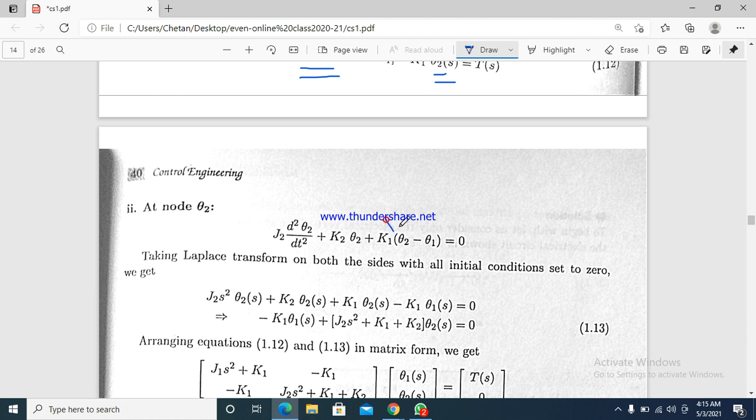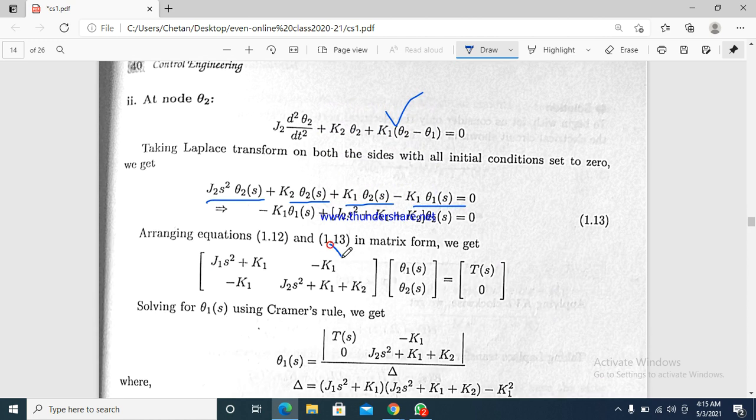Next, to write down the second expression at node theta 2. You can write this as J2 d square theta 2 divided by dt square plus K2 theta 2 plus K1 times theta 2 minus theta 1 equal to 0. Write down the Laplace transform for this expression. This is J2 s square theta 2 of s plus K2 theta 2 of s plus K1 theta 2 of s minus K1 theta 1 of s equal to 0.